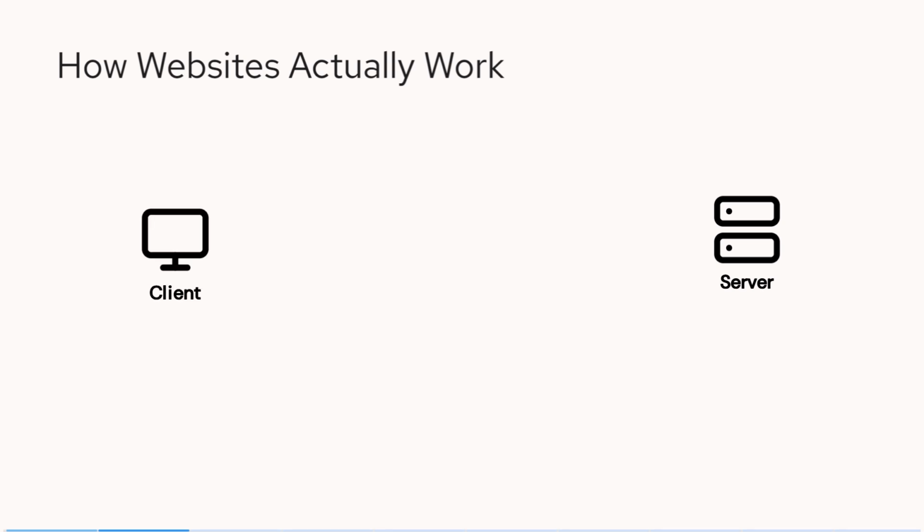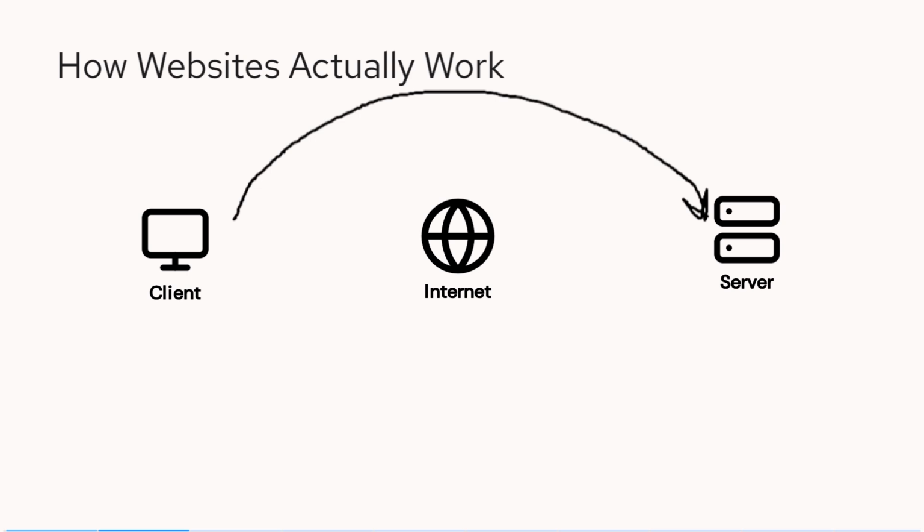Let's start with the basics. How does a website actually work? A website is hosted on a server somewhere around the world. Now, a server is just another computer with the website hosted. You sitting at your computer or phone are the client. When you type in a website address, your browser connects to that server through the network, the internet. The client sends a request and the server replies with a response. And then you see the website on your screen.